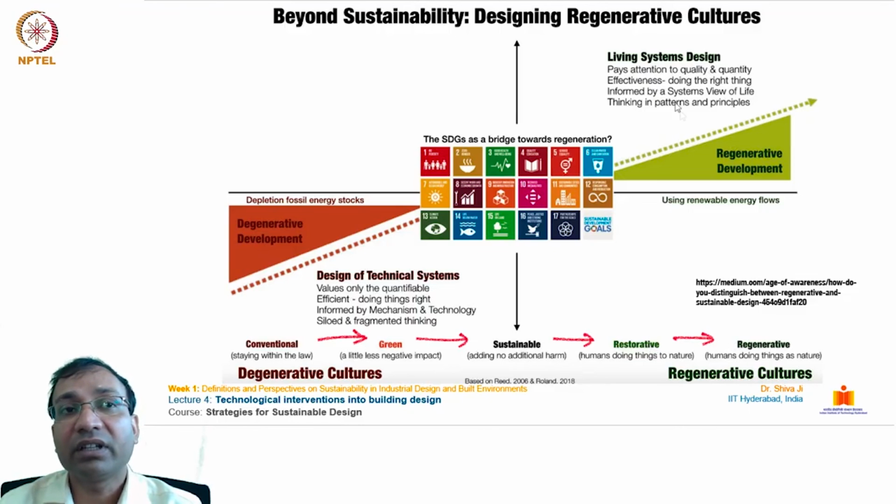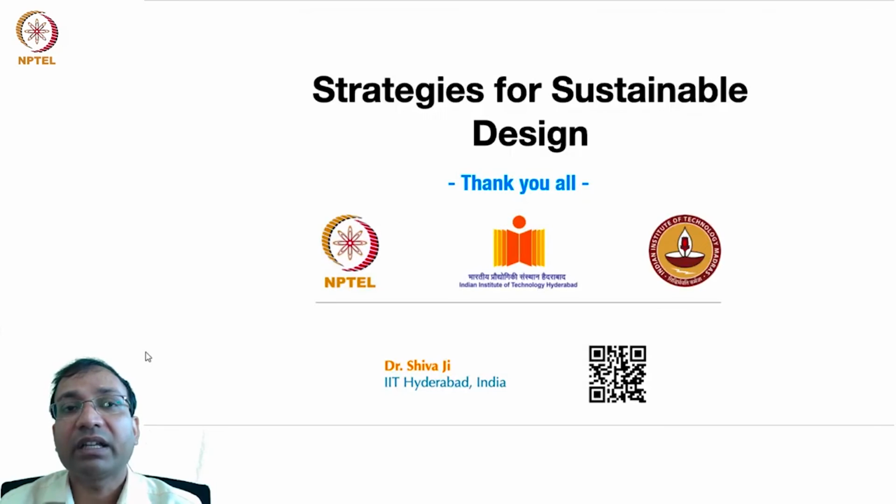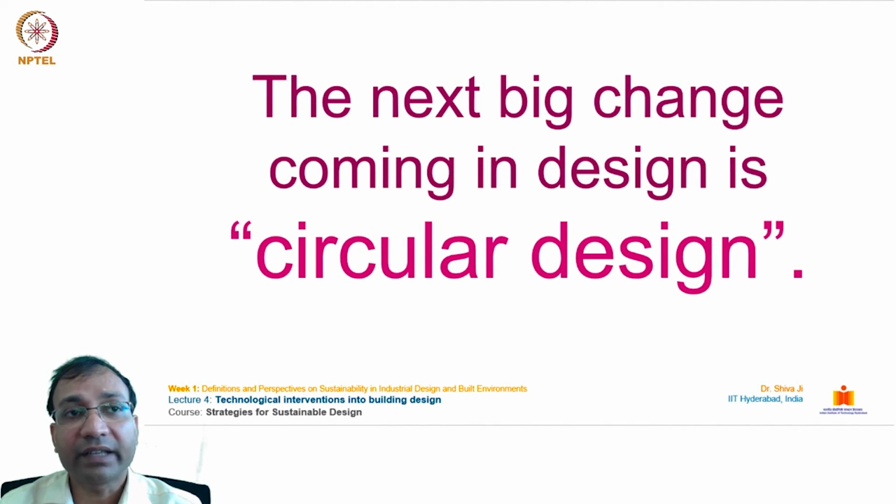So it's this living systems design that we are talking about. It pays attention to quality and quantity, effectiveness, doing the right thing, informed by a system's view of life, thinking in patterns and principles. So this is where things will be at the right stage, the right level, and we can go for sustainable solutions. So the next big change, as a summation to this course, we can conclude that the next big change in design is coming as circular design. So you must apply this concept in your designs.